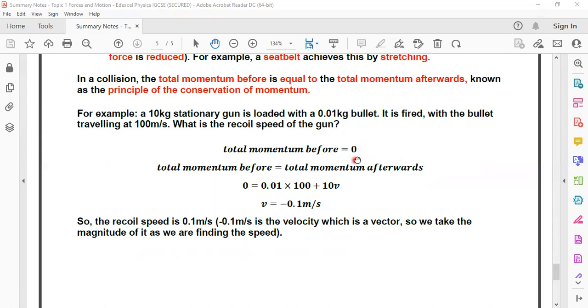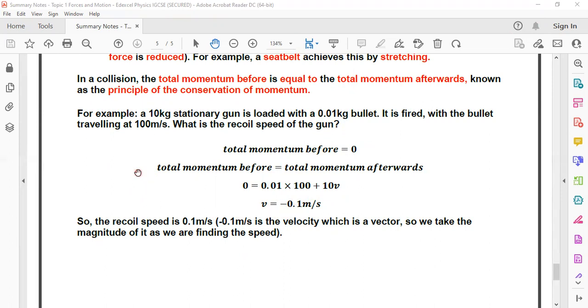Total momentum before was 0. Total momentum afterwards क्या था? 0.01, mass of the bullet, times the speed which is 100, plus 10v. 10v हमने इसलिए किया था because it was a 10 kg stationary gun और आपके पास velocity क्या आ गई थी? v equals minus 0.1. So the recoil speed is 0.1, and minus 0.1 का क्या मतलब?